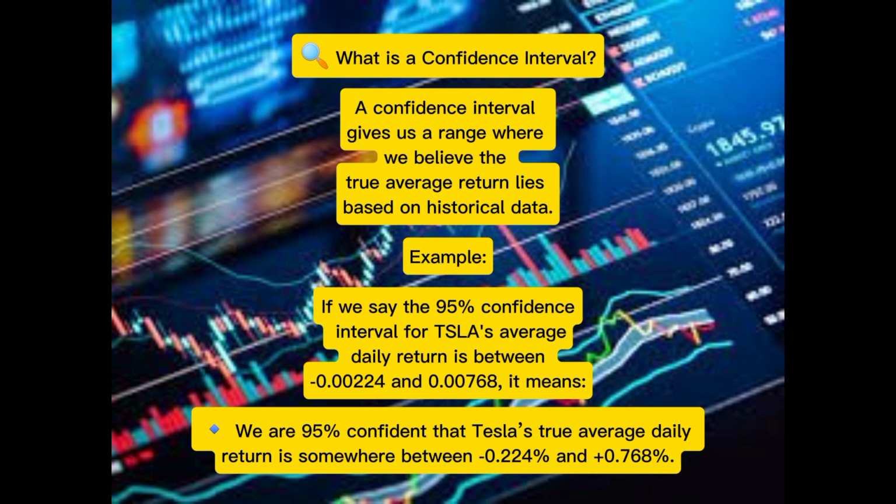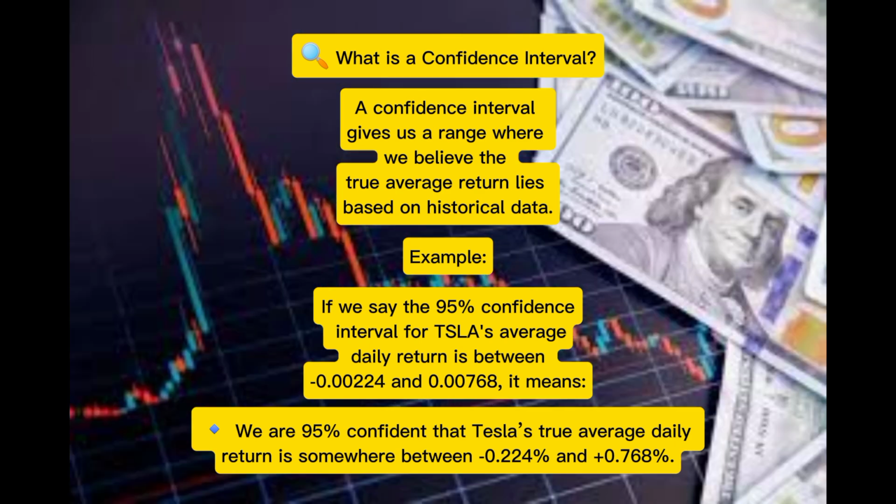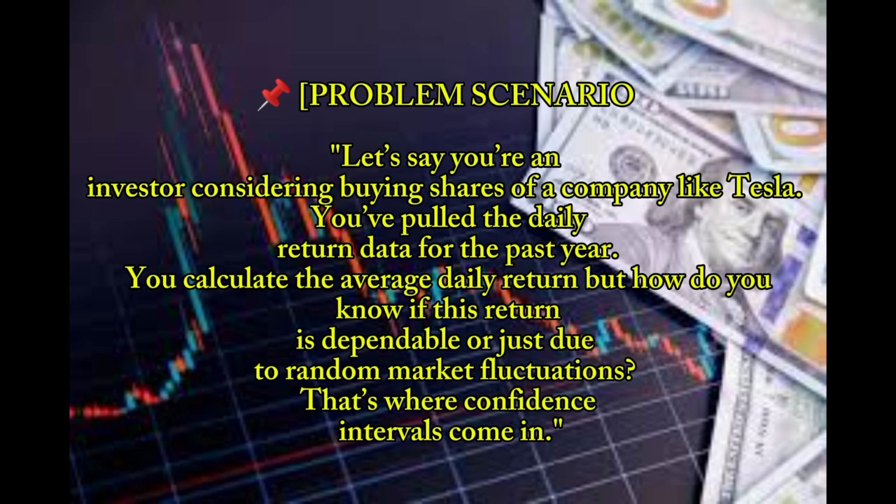As we can see, here's the example. The 95% confidence interval for TSLA average daily return is between negative 0.00224 and 0.00768. This means we are 95% confident that the true average daily return is somewhere between negative 0.224% and plus 0.768%.